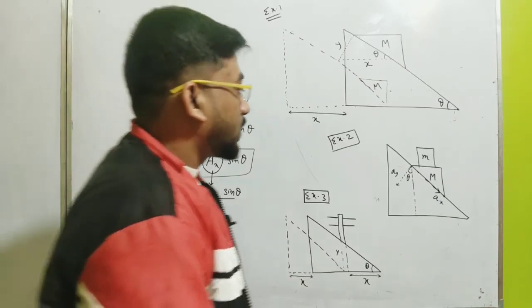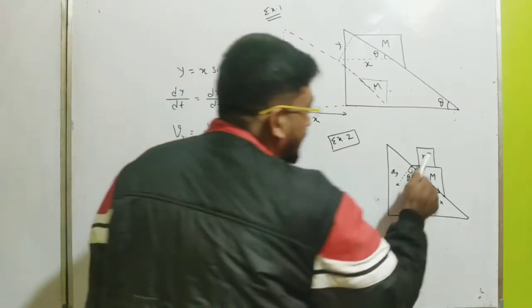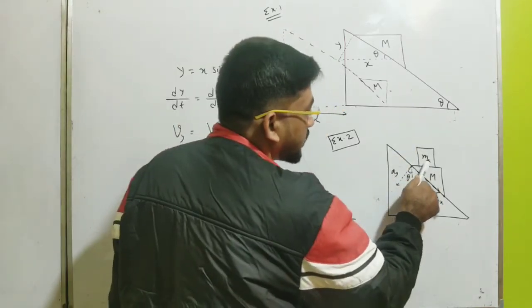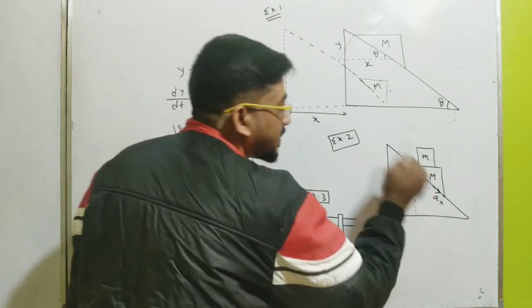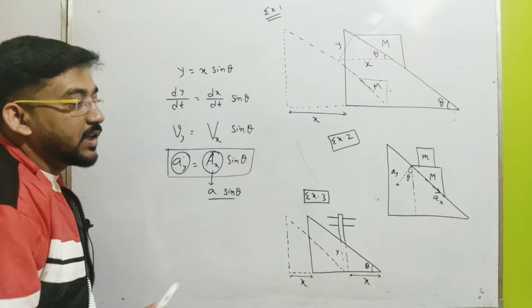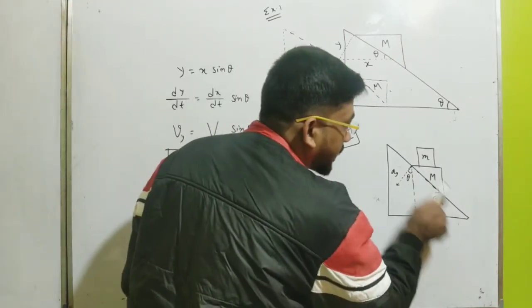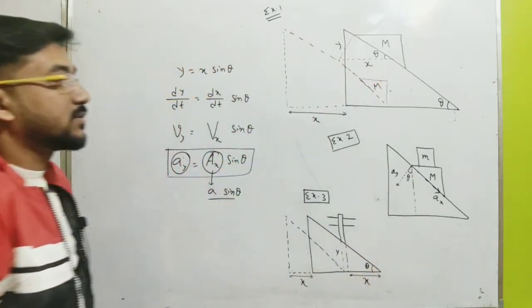Okay, so what will be the acceleration of this mass small m? The acceleration of this mass small m will depend on the acceleration of the mass capital M. Now what is the acceleration of capital M? Capital M has two acceleration components. One is along the inclined plane and another is along this direction that we have discussed here.